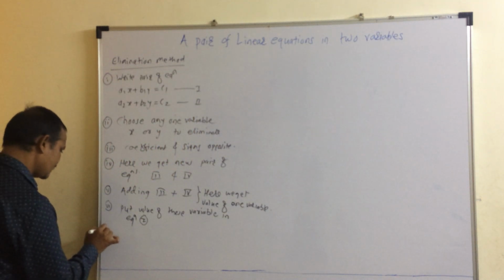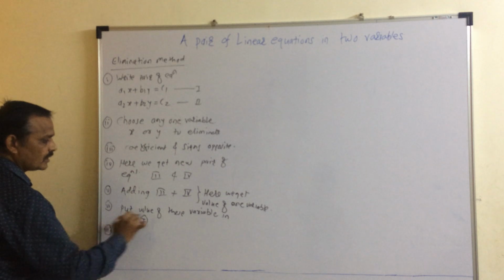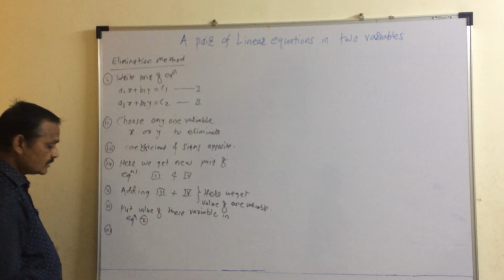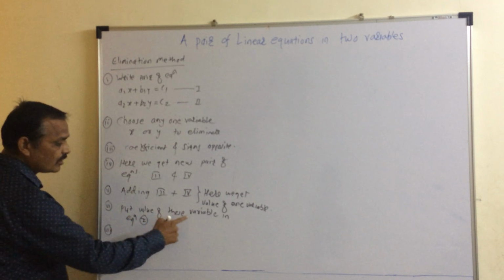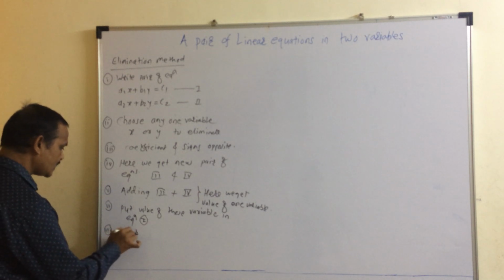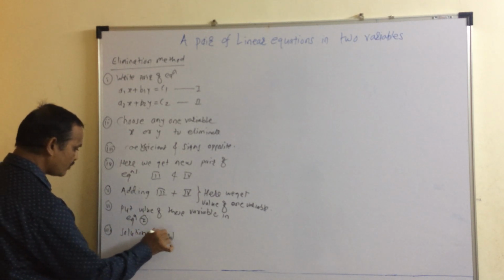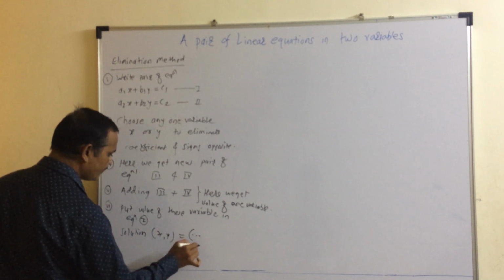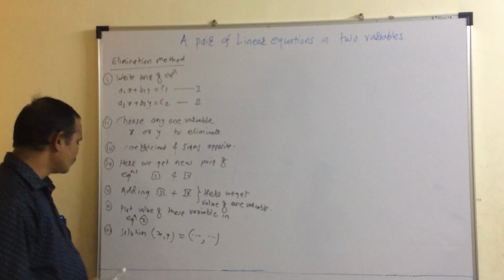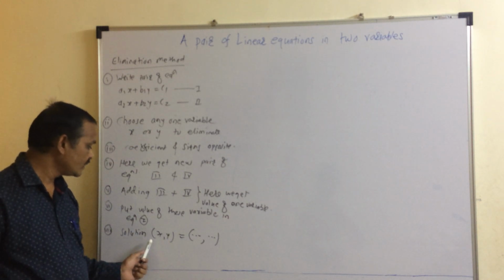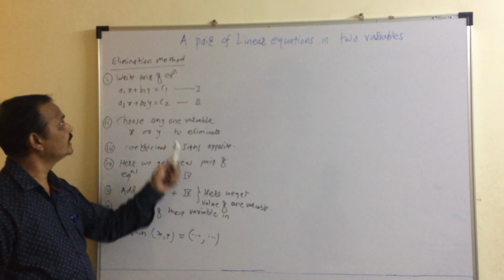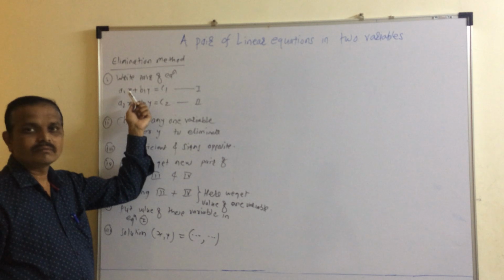Here in step number 6 we get the value of another variable also. Now finally we can write the solution as x comma y is equal to the value of x and the value of y. Students can also verify the solution by putting these values of x and y in given equations 1 and 2.